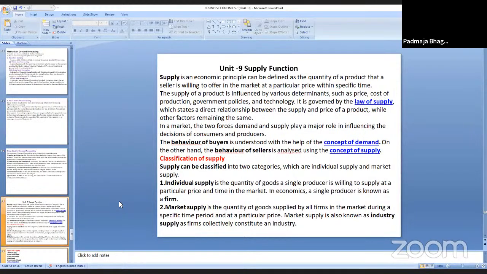Supply function means what? What is the meaning of supply? First, we can say supply is an economic principle. What is economy? Economy means money. So it is one principle, that supply can be defined as the quantity.